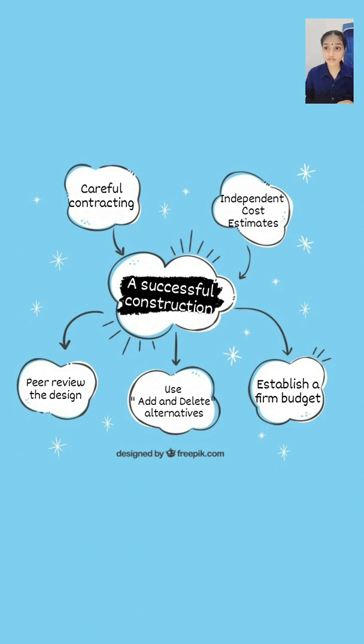So the third one is establish a firm budget. While every project has a budget, some budgets are firmer than others. To reduce the risk of overruns, an owner should establish a firm budget and direct the architect and engineers to design to the budget. The owner should clearly establish the budget from the start and hold the designer to the budget.